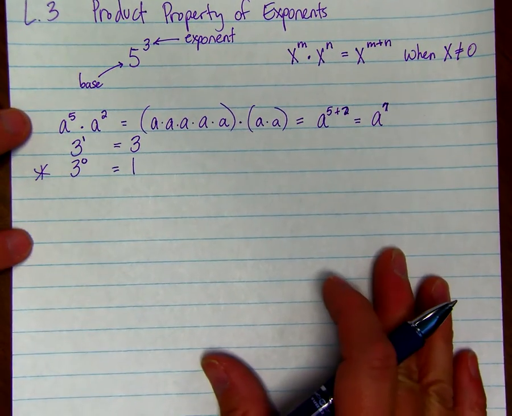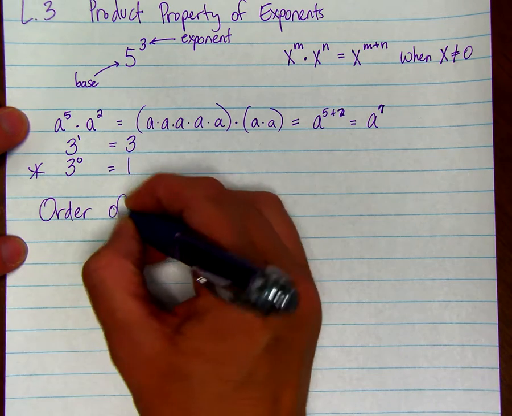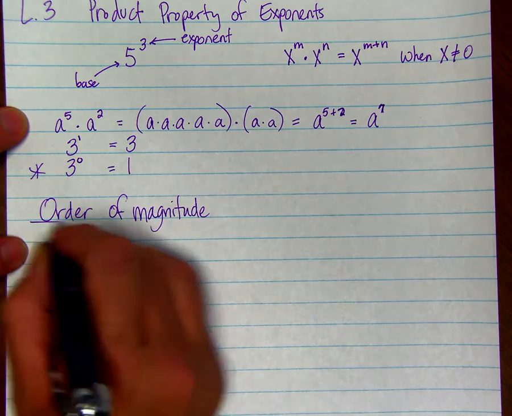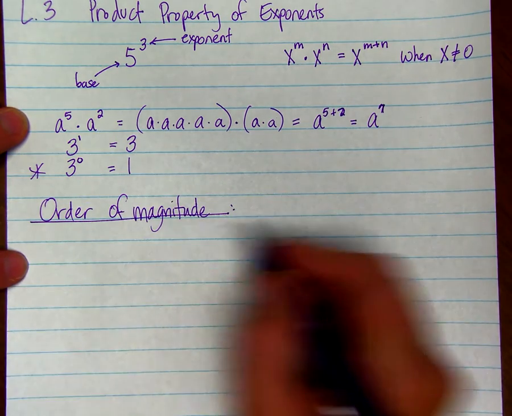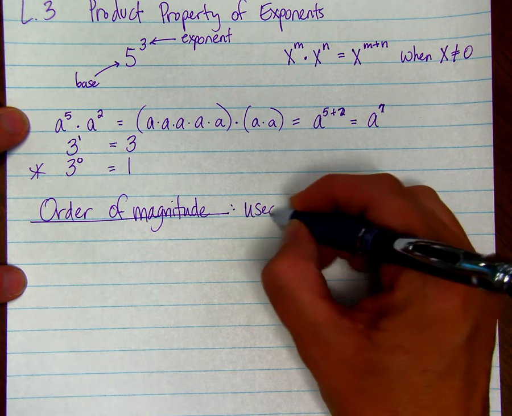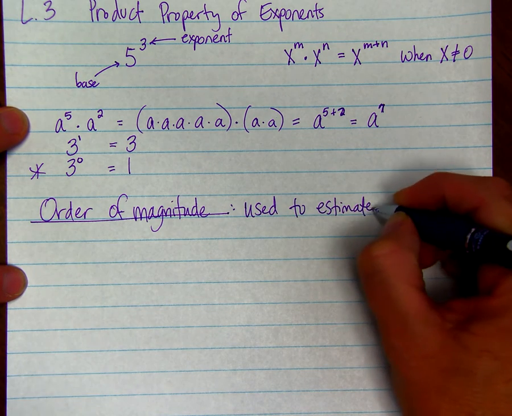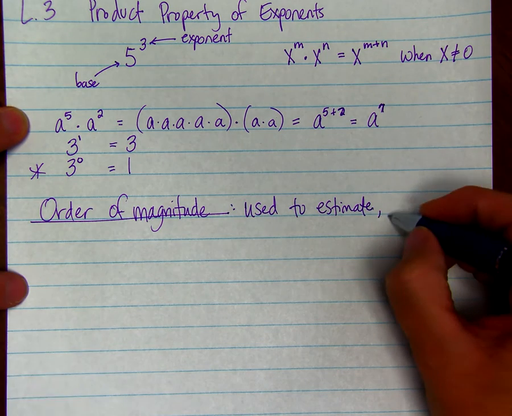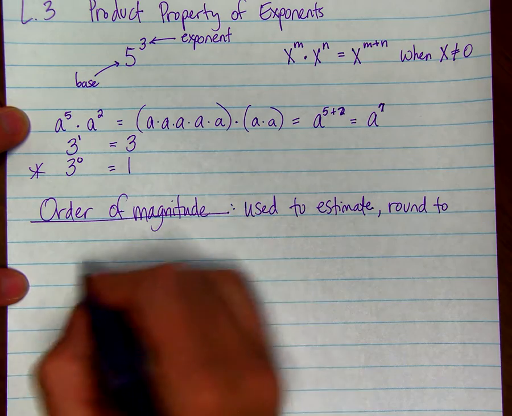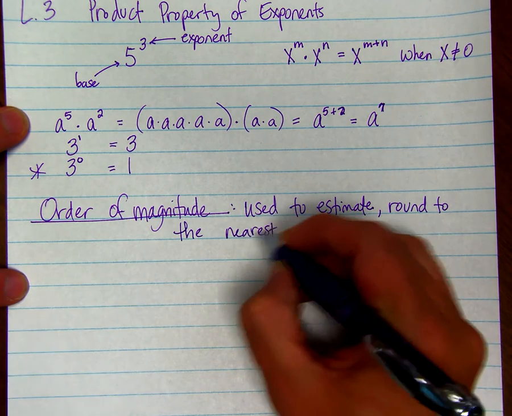Now we have something that's called the order of magnitude. This is kind of a vocab here. Whoops, I underlined that, not crossed it out. That's used to estimate. And in order to do that, you just want to round to the nearest power of 10.